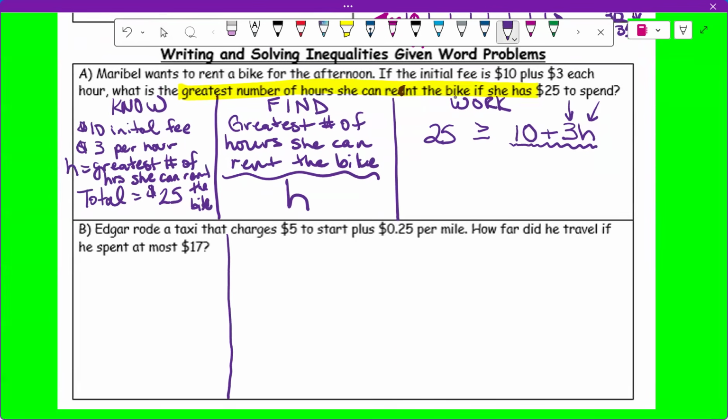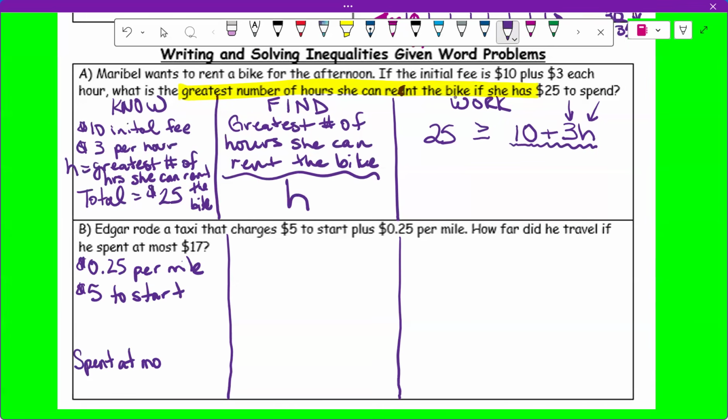Let's talk about B. Edgar rode a taxi that charges $5 to start plus 25 cents per mile. How far did he travel if he spent at most $17? So we have 25 cents per mile, $5 to start. That's like the initial fee. And he spent at most $17. If you don't remember what at most means, go back to the previous notes where it has that box at the top and it has some phrases and some inequality symbols there.